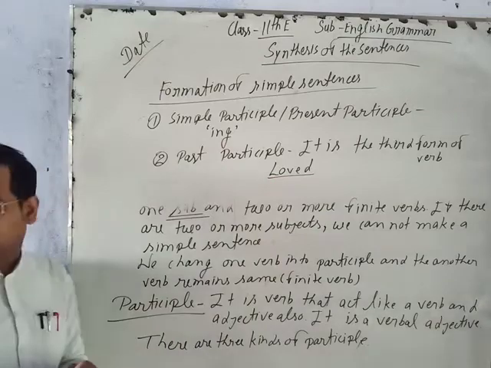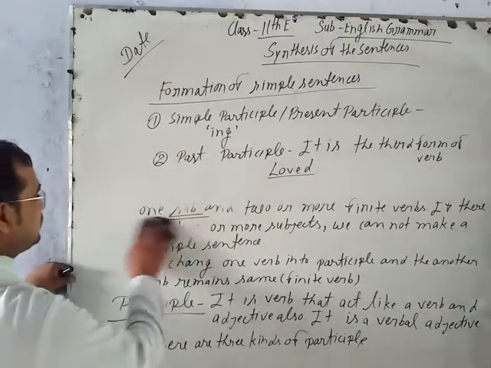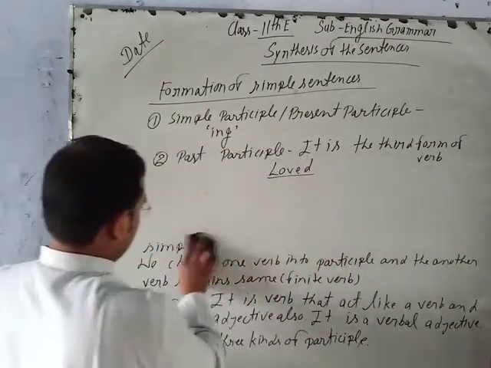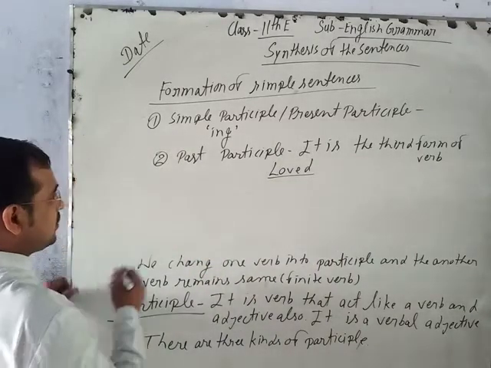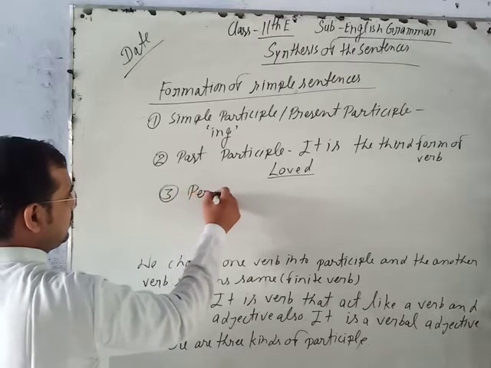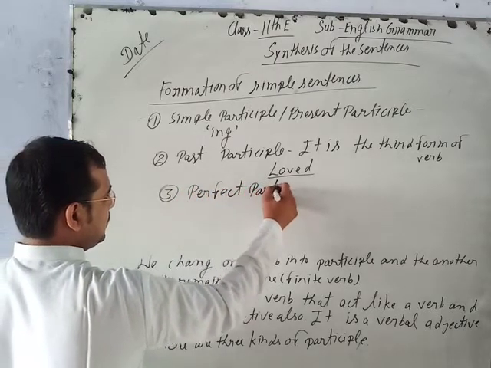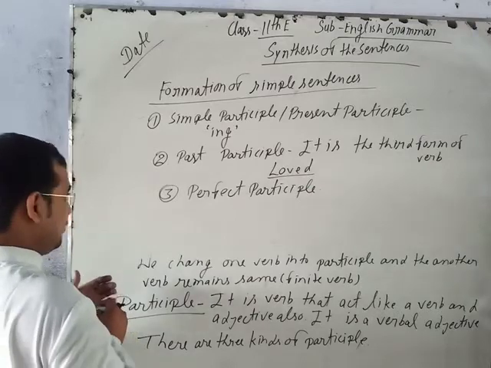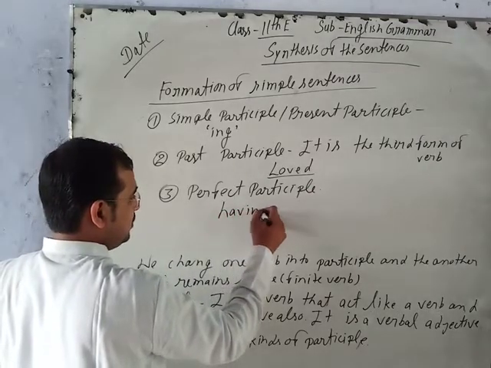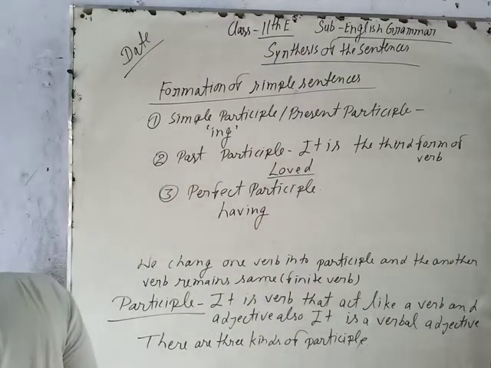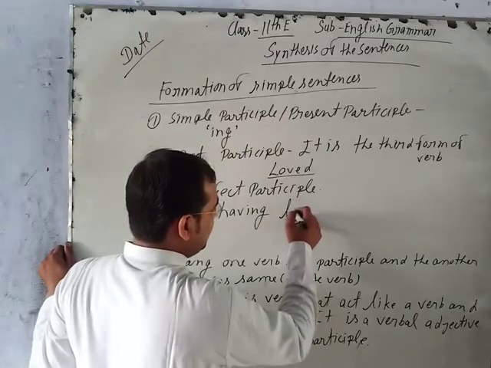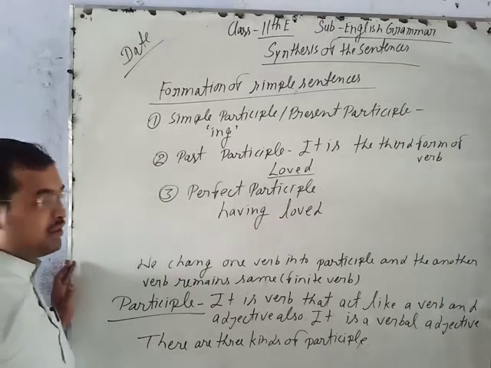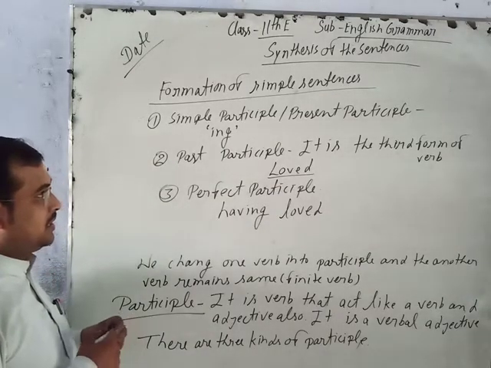Number third, perfect participle. Perfect participle is made by using having and the third form, and it shows a complete act or deed that is being done in the sentence.